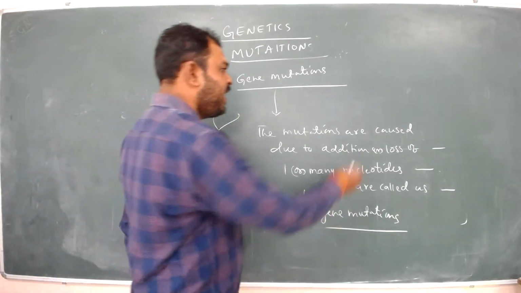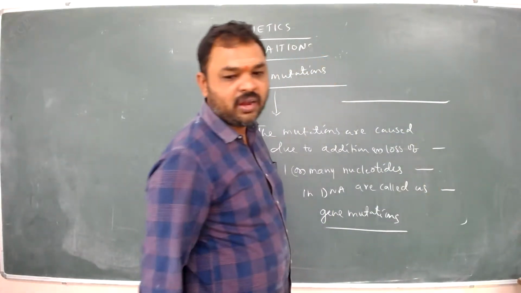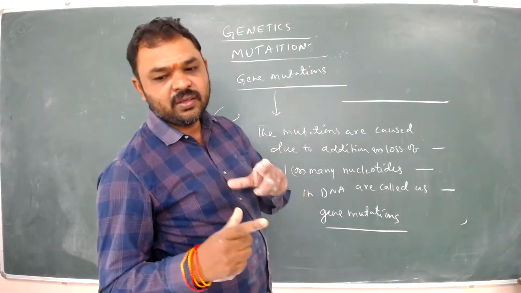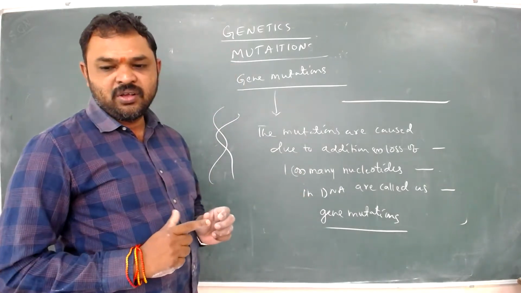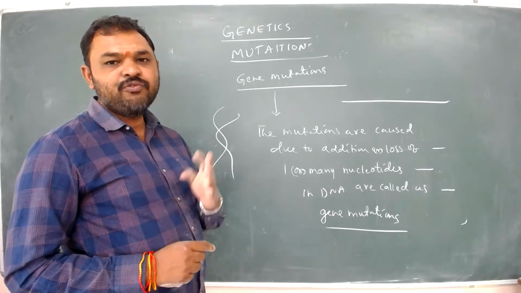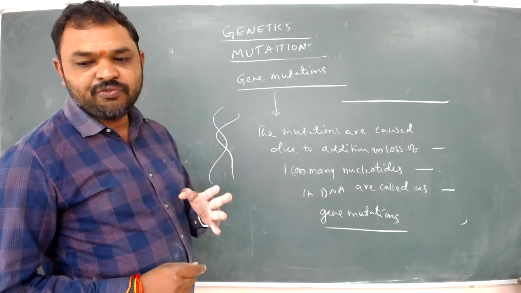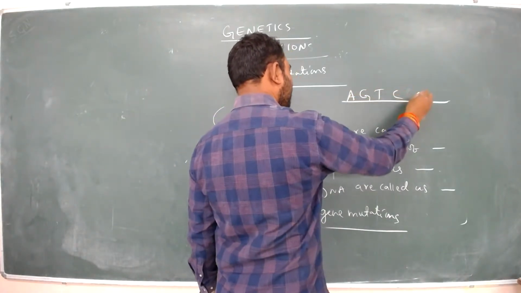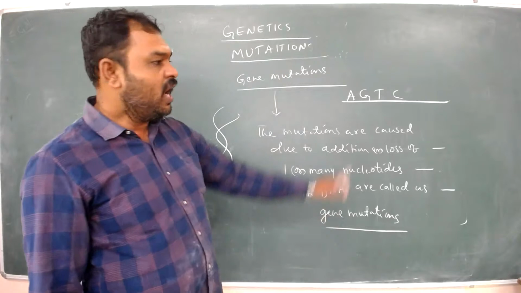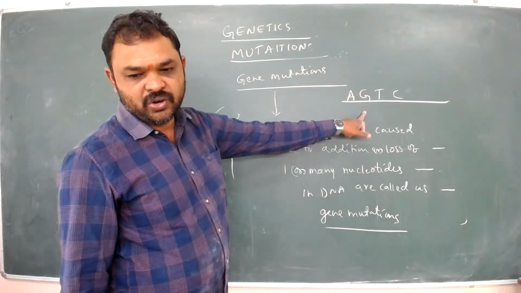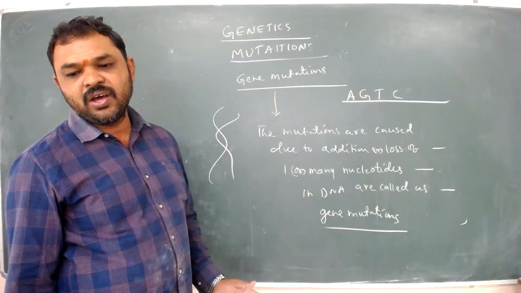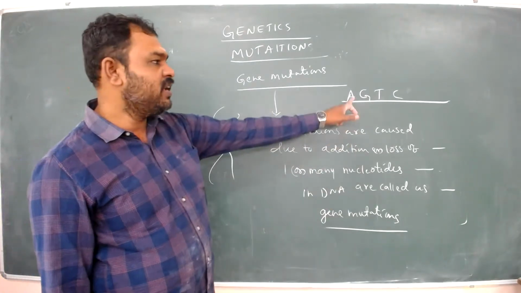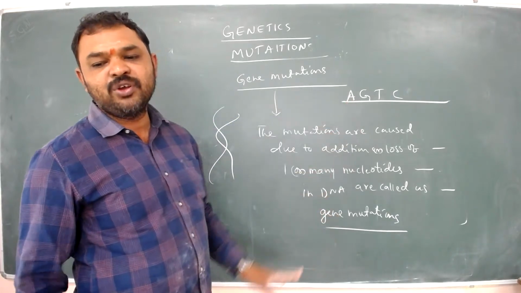Now I am taking this DNA strand. What is present in the DNA strand? Nucleotides. What is the basic unit of DNA? Nucleotide. How many types of nucleotides are there? Four types. In shortcut form, we represent them as A, G, T, C nucleotides. A for adenine, G for guanine, T for thymine, C for cytosine. Actually, it is a nitrogen base, but it can form a nucleotide.